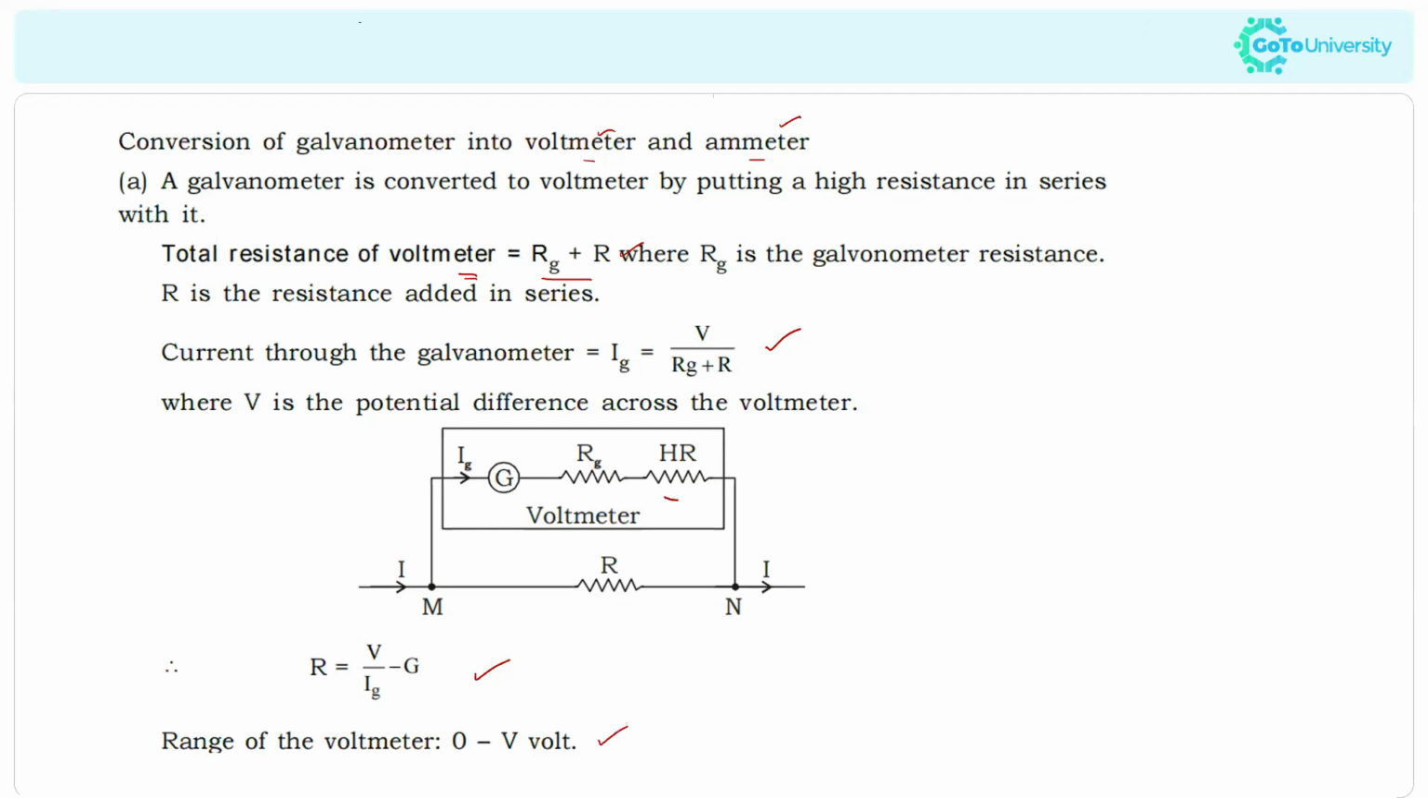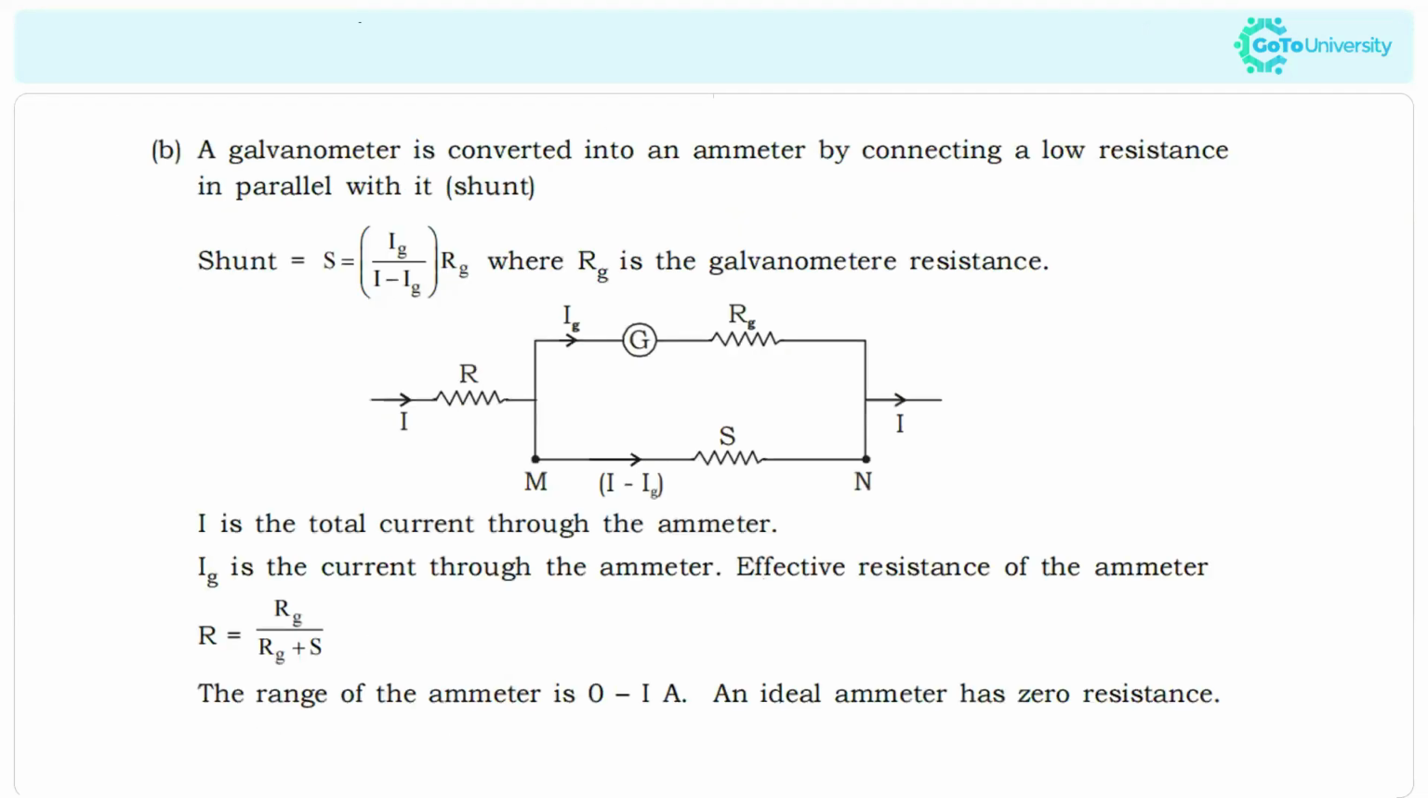Let us see how to convert a galvanometer into an ammeter. It's known that the galvanometer can be converted into an ammeter by connecting a low resistance in parallel, which is the shunt. So here the formula we will use for calculating the shunt resistance is S = Ig divided by (I − Ig) times Rg, whereas I is representing the total current through the ammeter, Ig is representing the current in the galvanometer, and R here is representing the effective resistance of the ammeter.